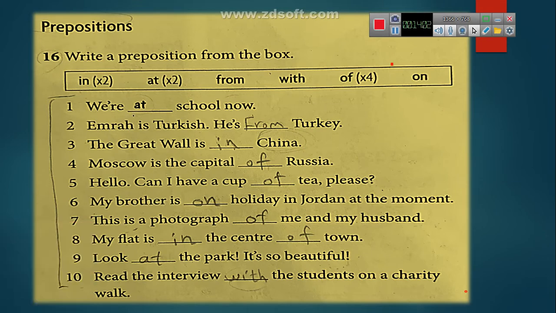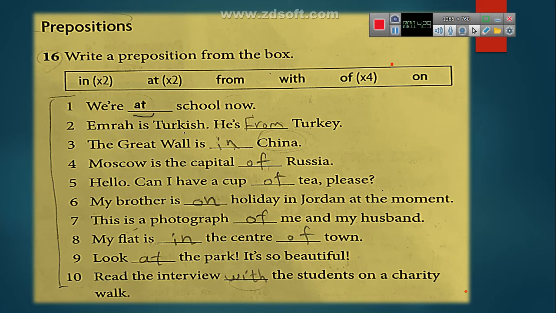At here, this is a place. So we use it to talk about the position of someone or something inside a small or unimportant place such as a village or small town, as well as a building or organization. So school is considered an organization, so "at" is used with this.